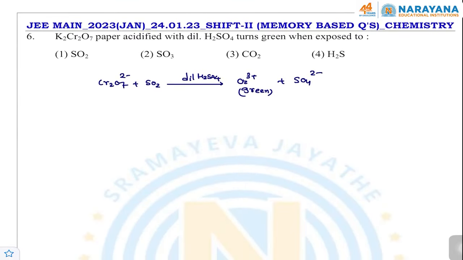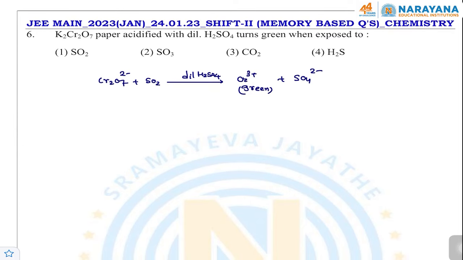Now the next question is based on qualitative analysis, a very easy question. Potassium dichromate paper acidified with dilute sulfuric acid turned green. It turned green due to a redox reaction. In the redox reaction, dichromate acts as the oxidizing agent. This oxidizing agent reacts with a reducing agent like SO2.